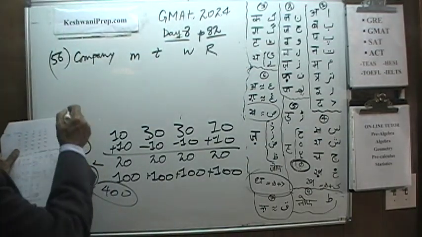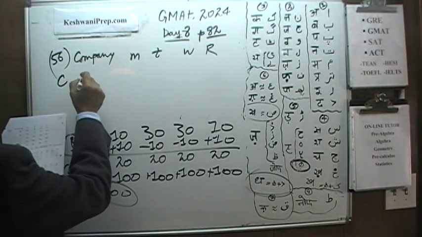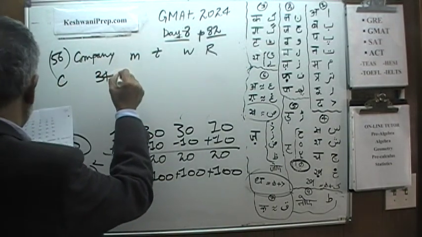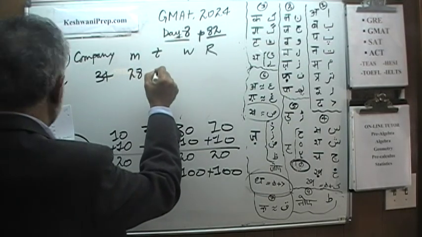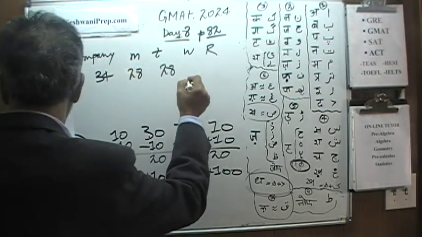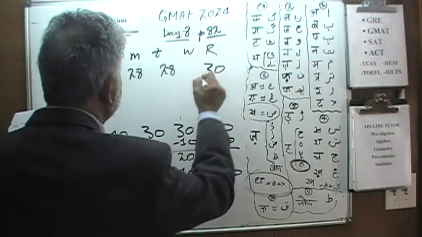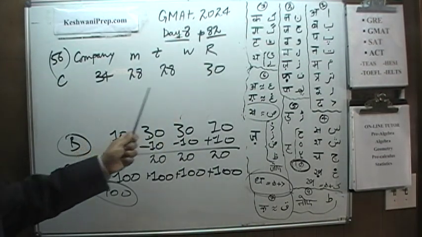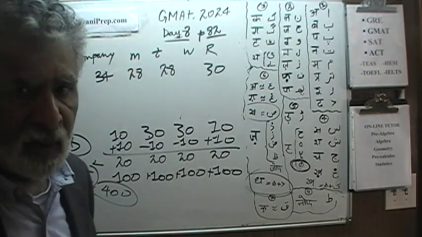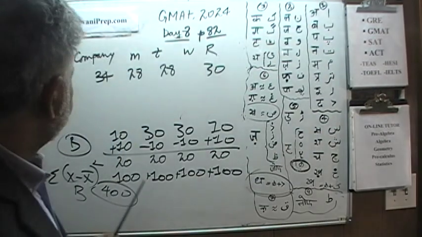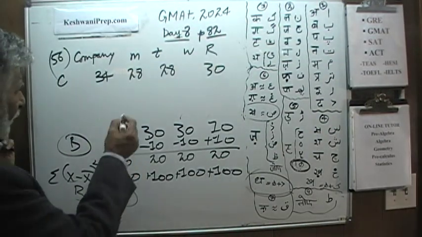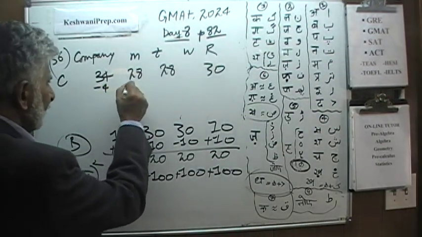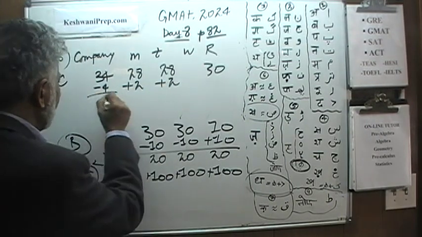Let's look at C. 34, 28, 28, and 30. Again, here we can see they are very close to each other. They are all clustered together. They are not too far spread out. The standard deviation is going to be very low. The average here is again very straightforward. You take 4 from this one, give 2 to this one, and give 2 to this one. So they are all 30.